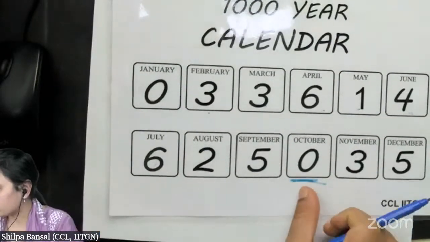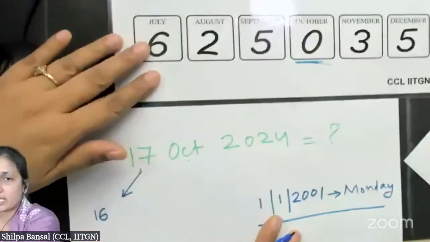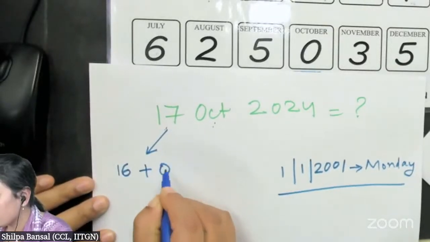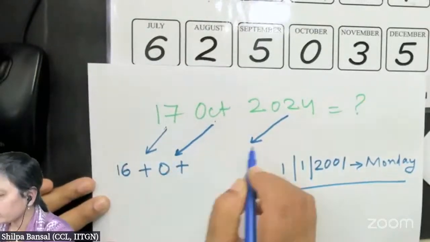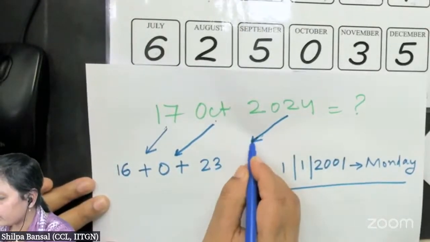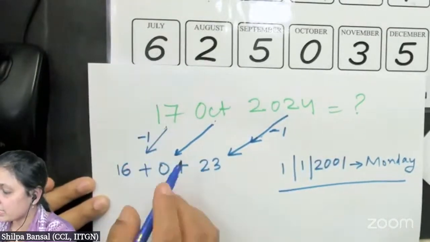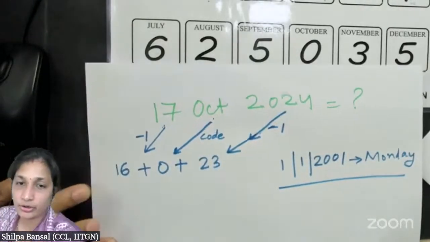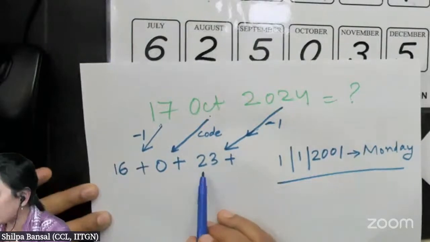But the October code is 0. So we will use this 0. So what I will do? October, I am using 0. And then I am subtracting 23. I am taking 1 from date, so -1. This also -1. This is the code which I have used. And then I will divide it by 4.